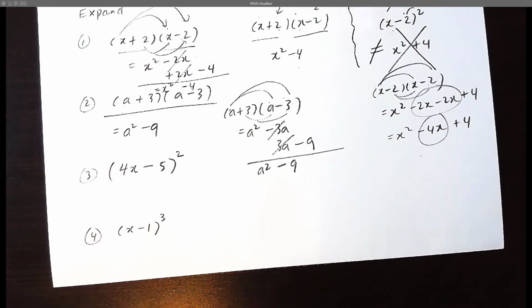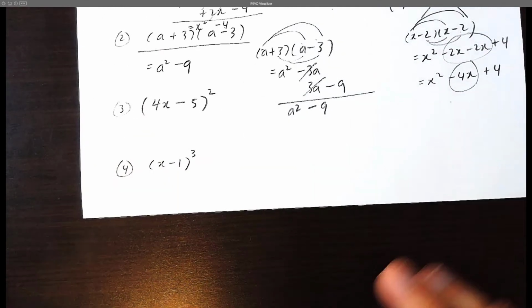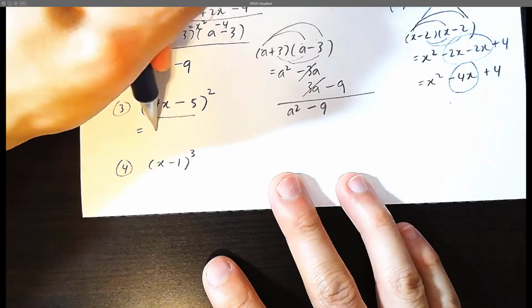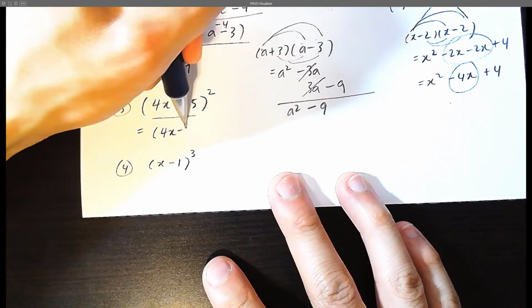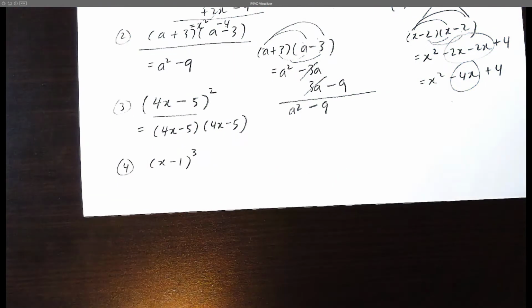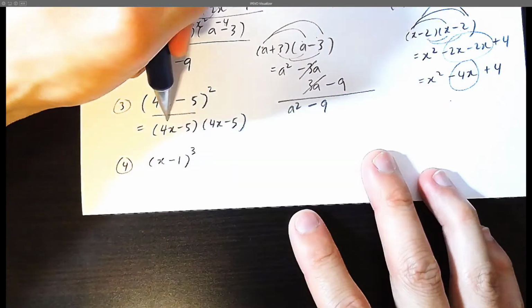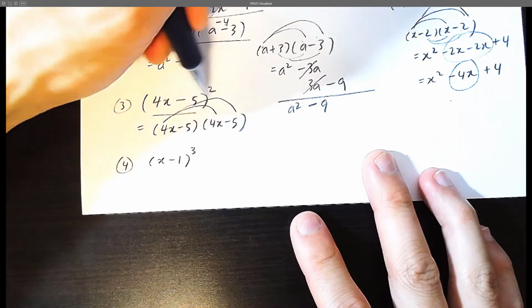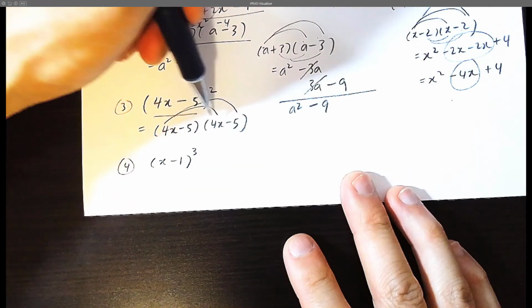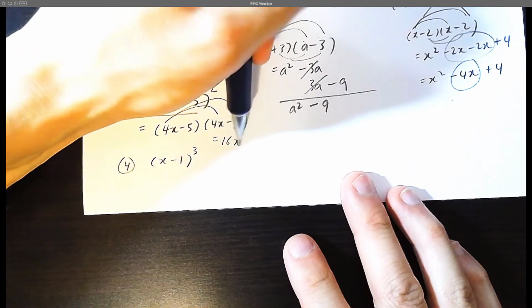Let's try question number 3. We have a binomial squared. If you want, you can write this out. 4x minus 5 multiplied by 4x minus 5. Let's feed the cat, the dog, and the cat. This is you, being the farmer. 4x times 4x is going to be 16x squared.